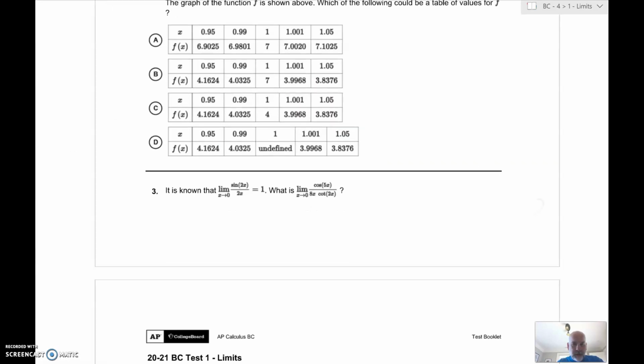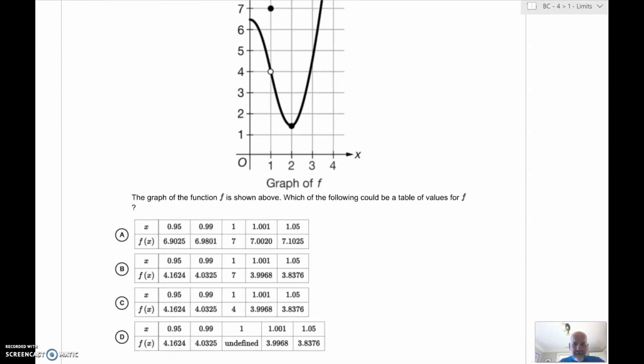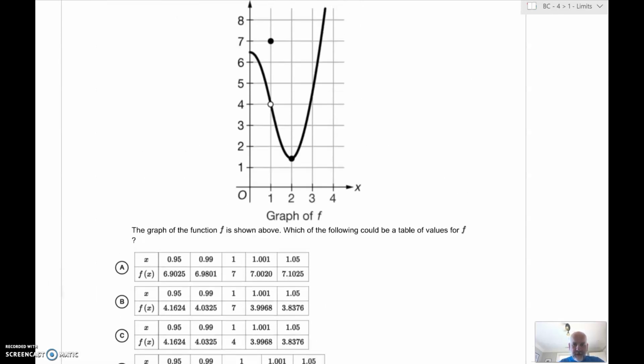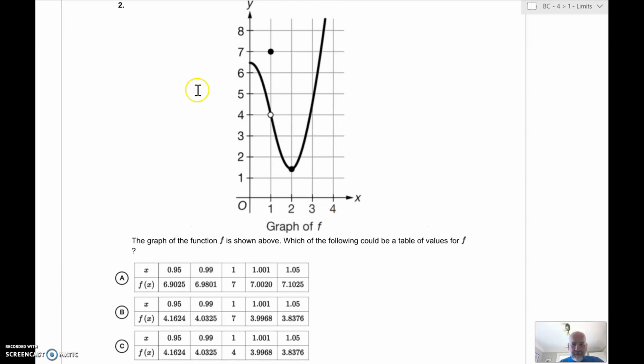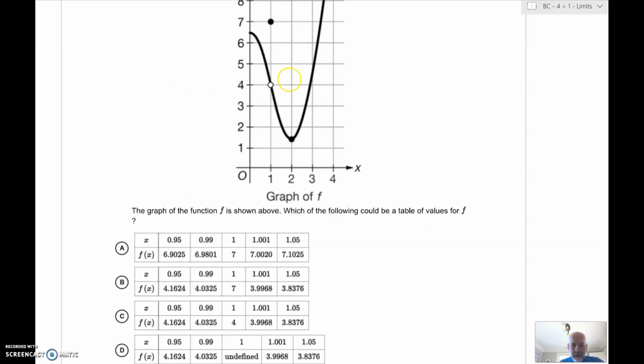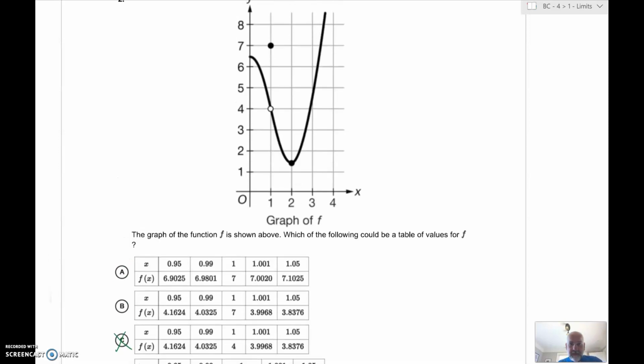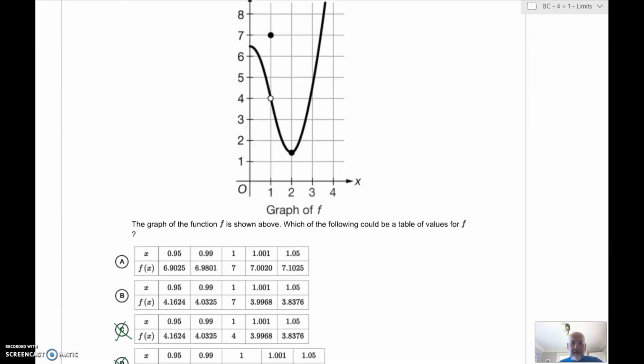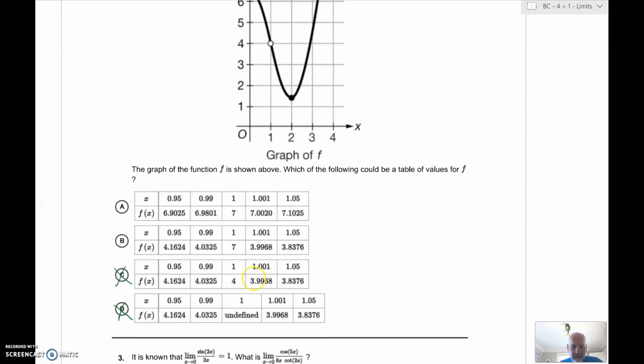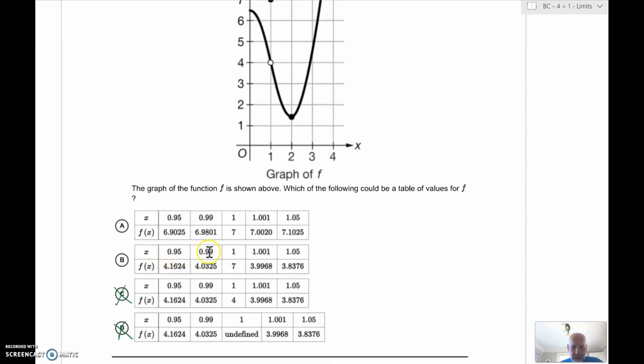Next one. The graph is shown above. Which of the following tables could be it? So what I'm looking for is something where when x equals 1, y is equal to 7. So yes and yes, because at x equals 1, the y is definitely 7. And then I need the limit as x approaches 1 to be 4. So as x approaches 1, I need the y values to look like they're getting closer and closer to 4, and that would be this one.